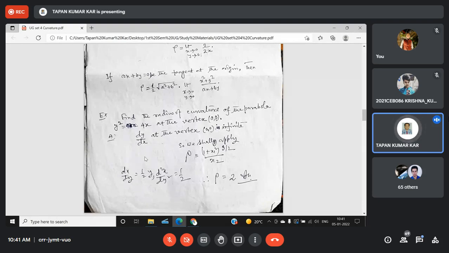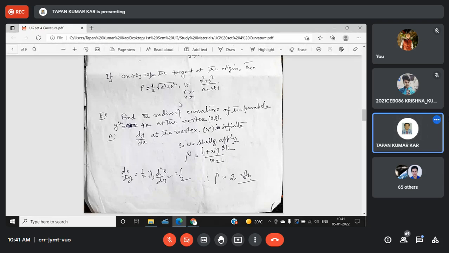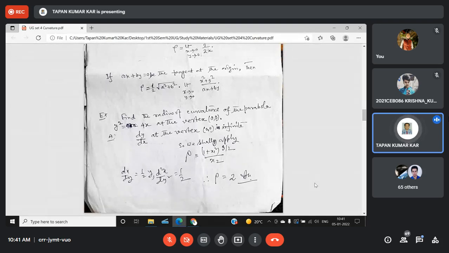So using Newton's formula, rho is the limit as x tends to 0, y tends to 0, of y square by 2x, that is equal to 2. Finished. So sometimes Newton's formula is very much useful, but only for the curves which pass through the origin. This is one example.